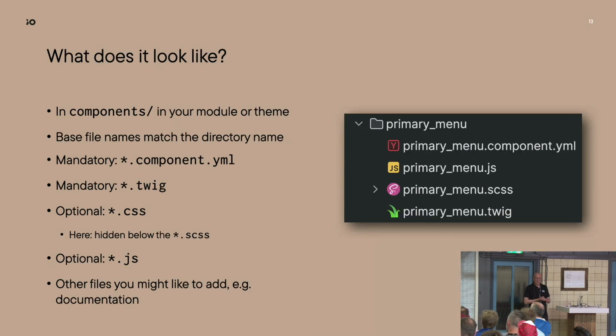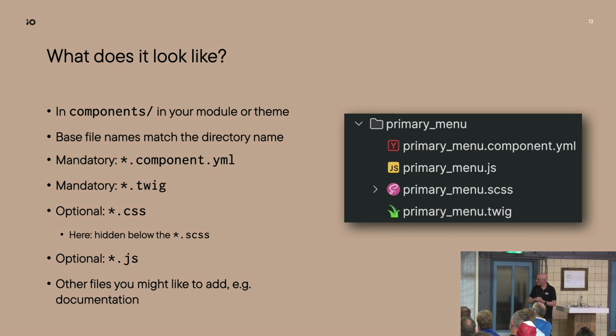So, what does it look like? Single directory components live in the components directory in your theme or module. The base file names need to match the directory name. So the example I took here is called primary menu, and then you see the files are also all called primary menu. There's a mandatory component YAML that defines your component. There's a mandatory twig file. And then the CSS and the JS files are optional.